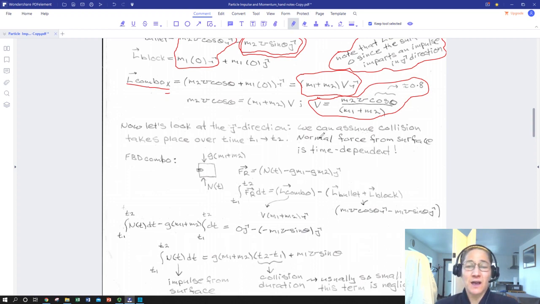So first off, we can assume the collision occurs over a period of time. It's not instantaneous. Nothing really is instantaneous. We assume things are, but collisions definitely aren't. So we'll assume the collision takes place over some time period. It's probably pretty short.